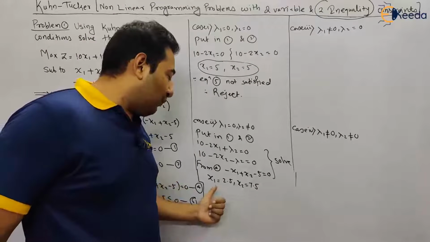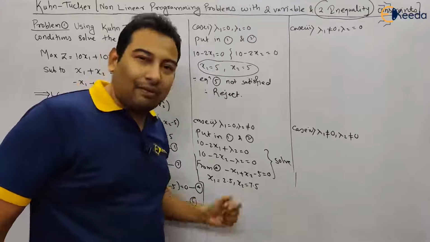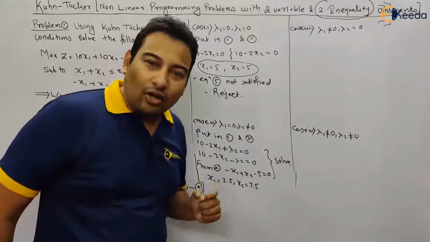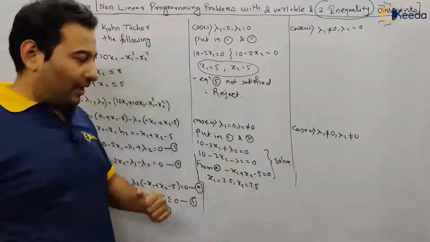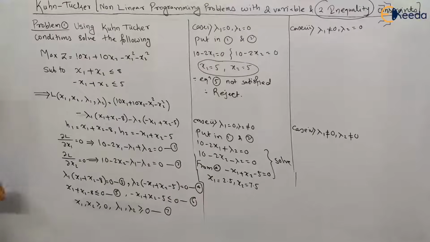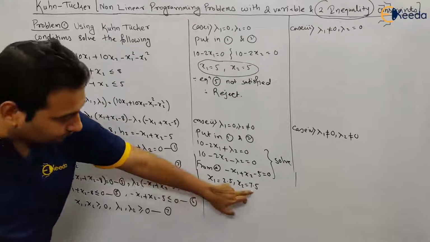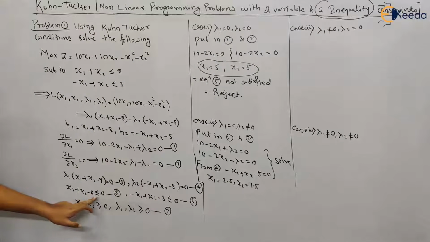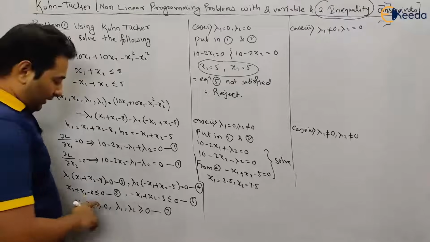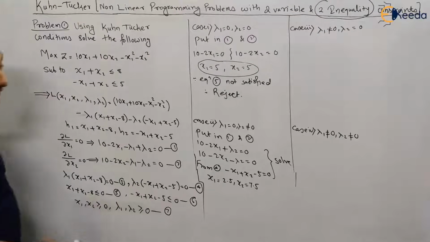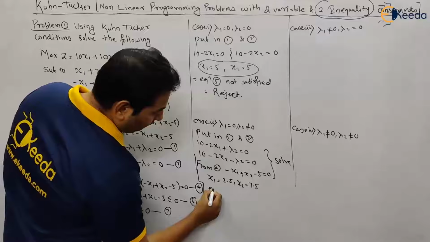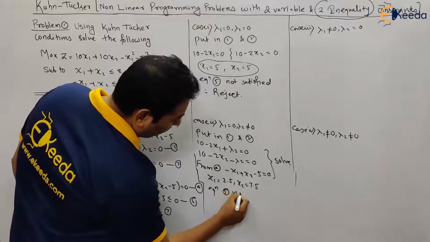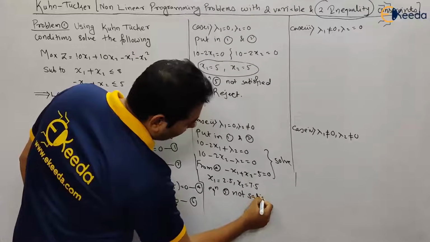Let us first check whether these values satisfy equations number 5, 6 and 7 or not, to accept or reject these values. So let us put in equation number 5. See here, this is 2.5, 7.5. Again this will become 10. 10 minus 8 less than equal to 2. 10 minus 8 is 2. 2 is less than equal to 0? No. Equation 5 not satisfied. Reject.